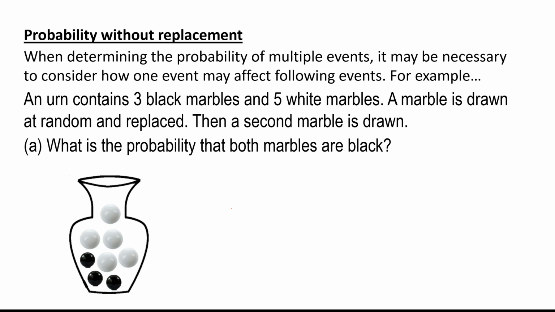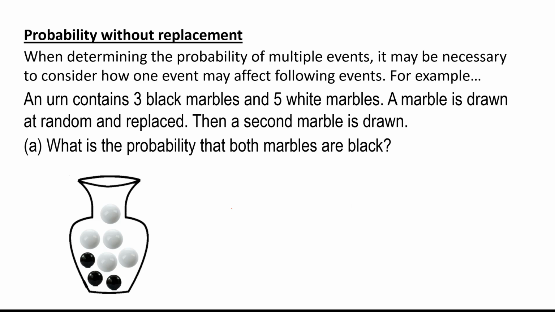So for example, when determining the probability of multiple events, it may be necessary to consider how one event may affect the following events. That's what I just said. For example, an urn contains 3 black marbles and 5 white marbles. A marble is drawn at random and replaced, and then a second marble is drawn. So what is the probability that both marbles are black?